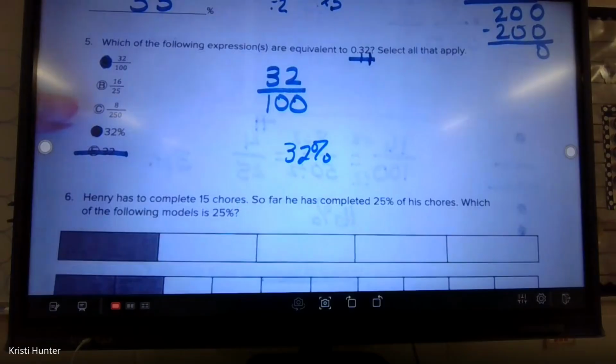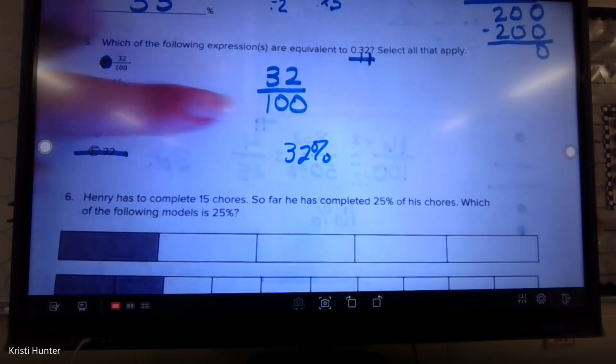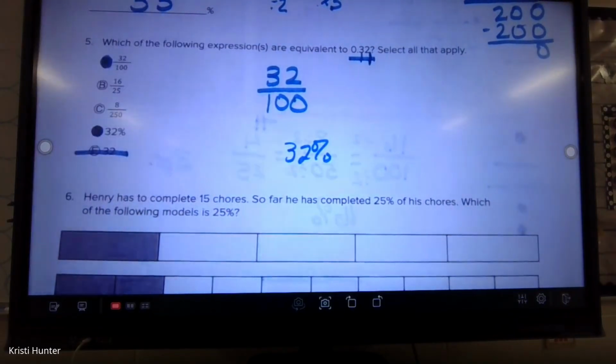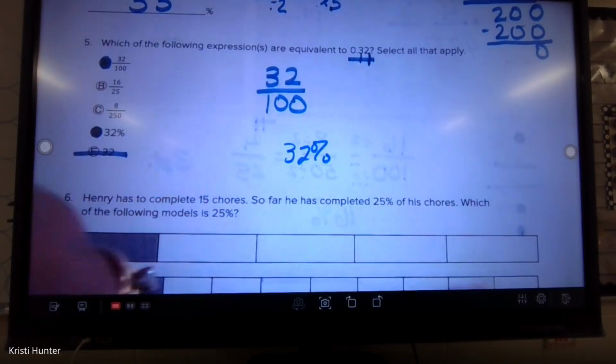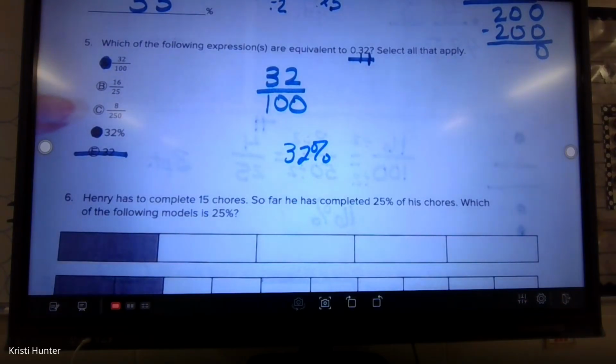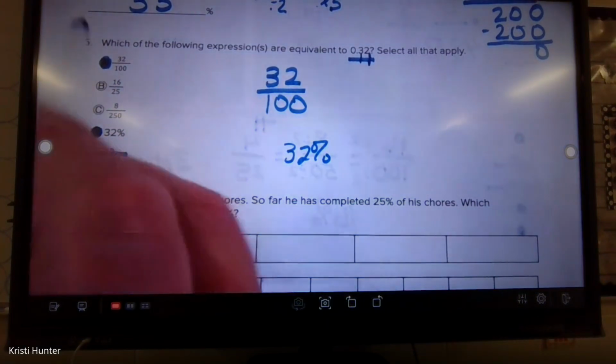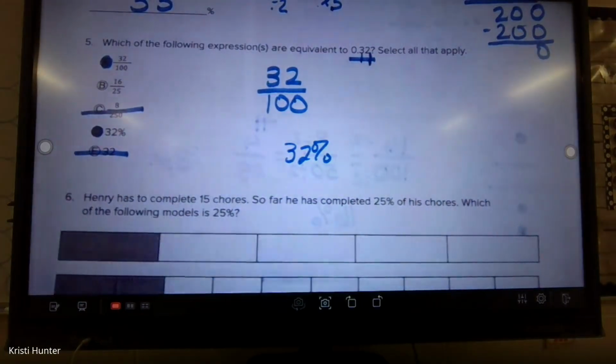Now let's check the others. Well, this is a fraction, but it looks like my denominator has grown. So is there something I can multiply 100 by to get it to 250? Not an even number, because I'm going to count 100, 200, 300. So I'm going to have to multiply by a decimal, and the number on top is actually smaller than the number on bottom. So we're going to rule that one out.